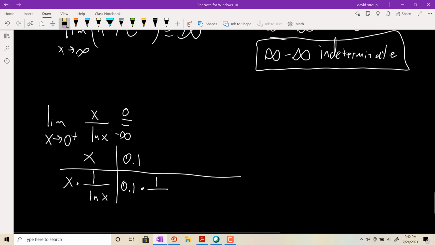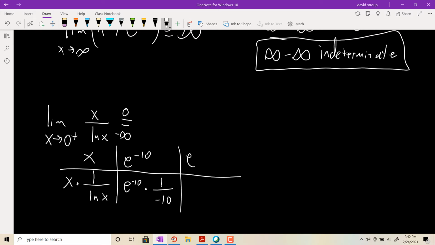Let's use a different number. Let's use something that we can figure out the ln of really quick, something close to 0. So e to the negative 10. You'll have e to the negative 10, which is 1 over e to the 10, pretty close to 0, times 1 over ln of e to the negative 10, which is negative 10.